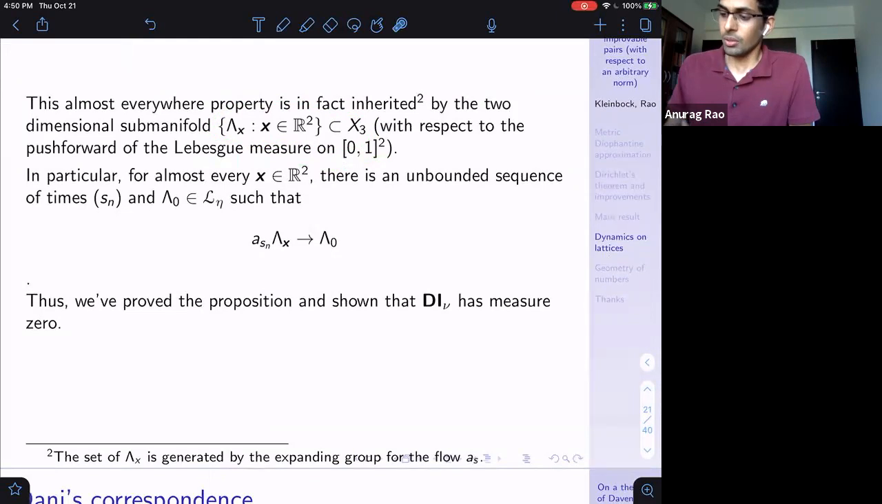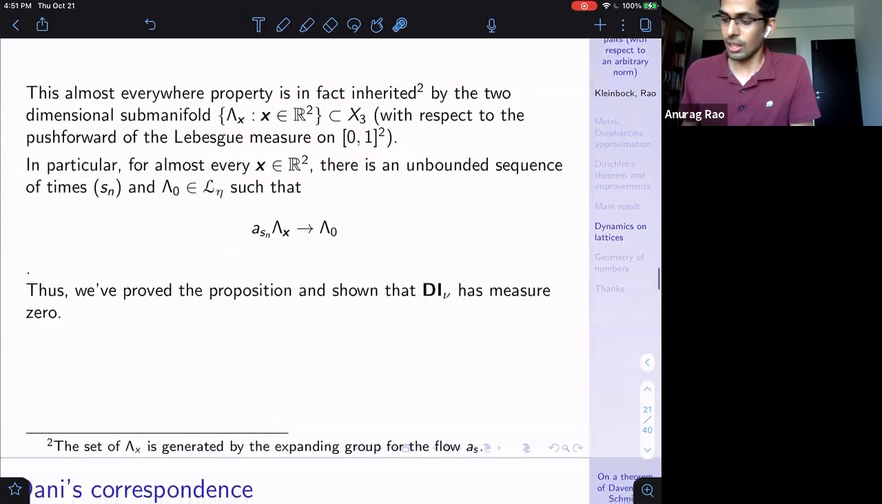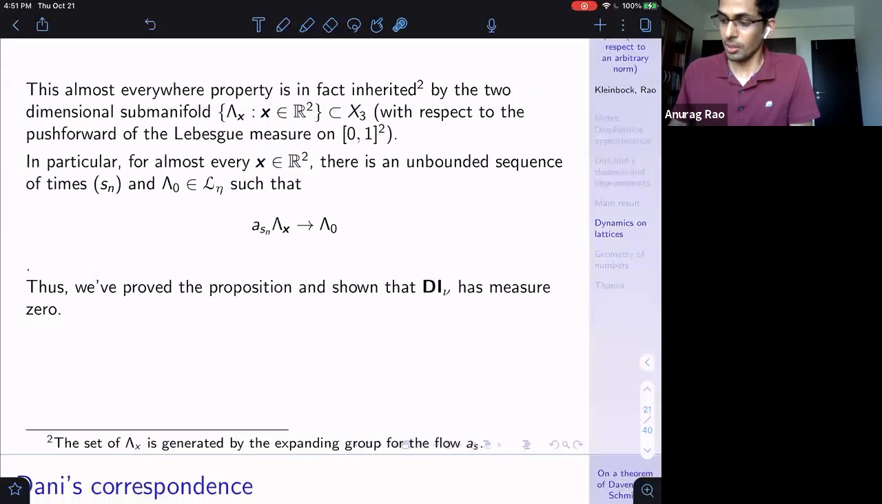And that will show that for almost every x in R2, there's an unbounded sequence of times such that the orbit hits or converges to a critical lattice. And that shows that the typical behavior for x is that it's not directly improvable. So DI has measure 0.